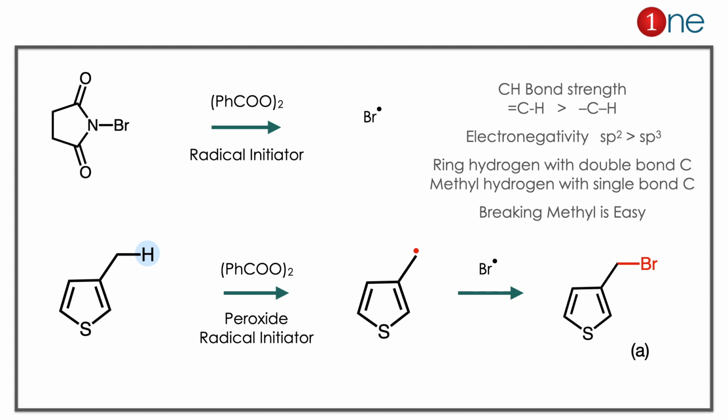Here you have to learn two important things. One is the role of N-bromosuccinimide in the presence of a radical initiator. It just supplies the bromine radical. Second thing is about how to abstract the hydrogen radical. Hydrogen abstraction is easier from the methyl group than the ring hydrogen because of its double bond character.